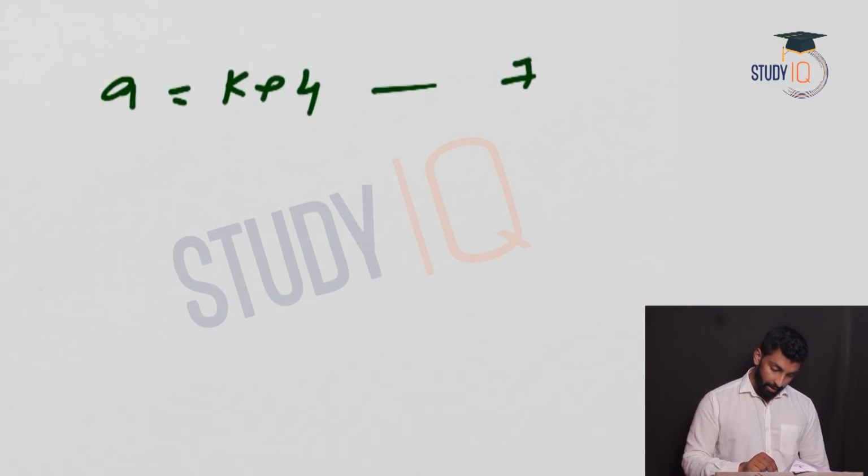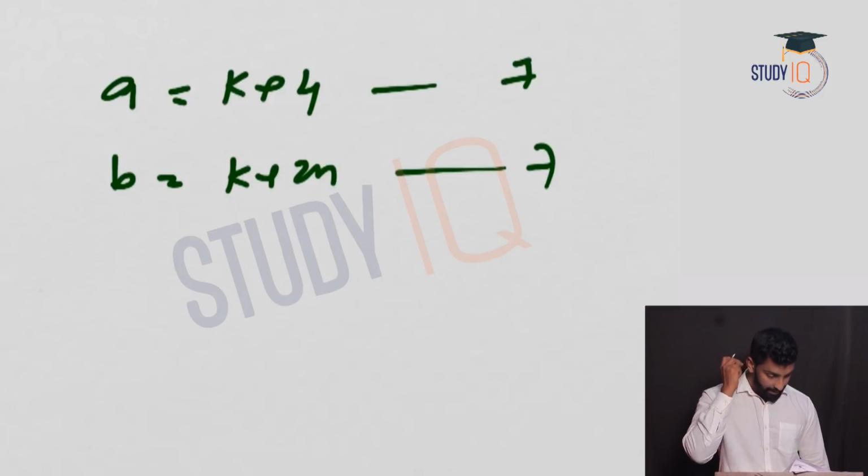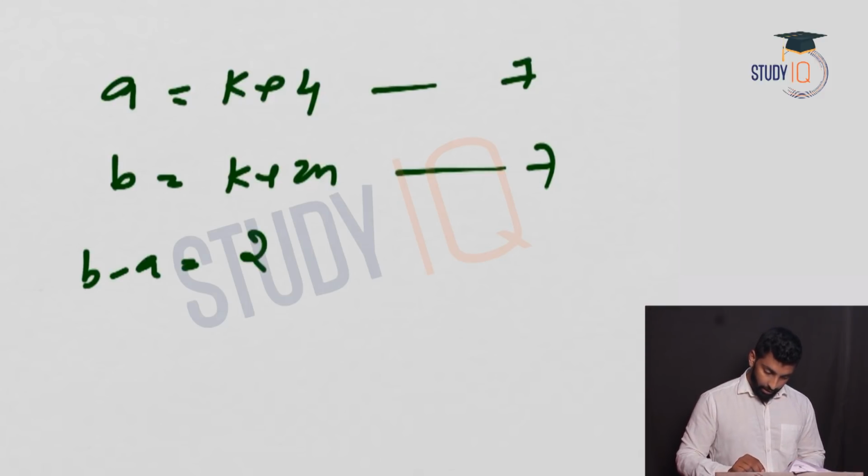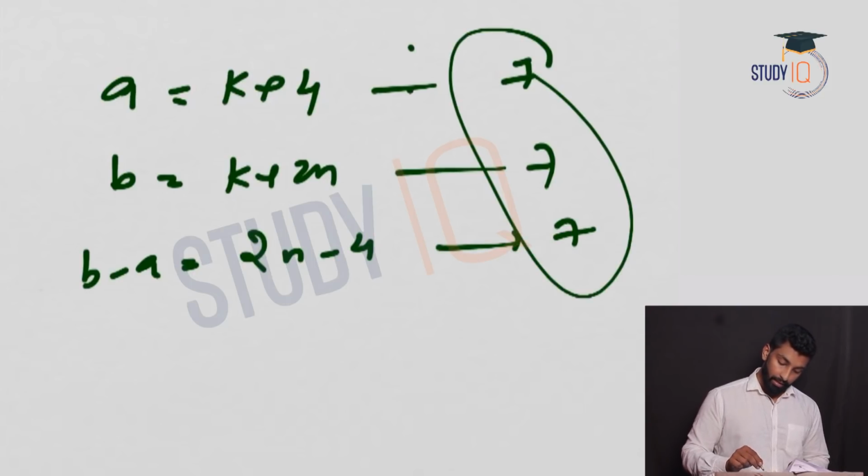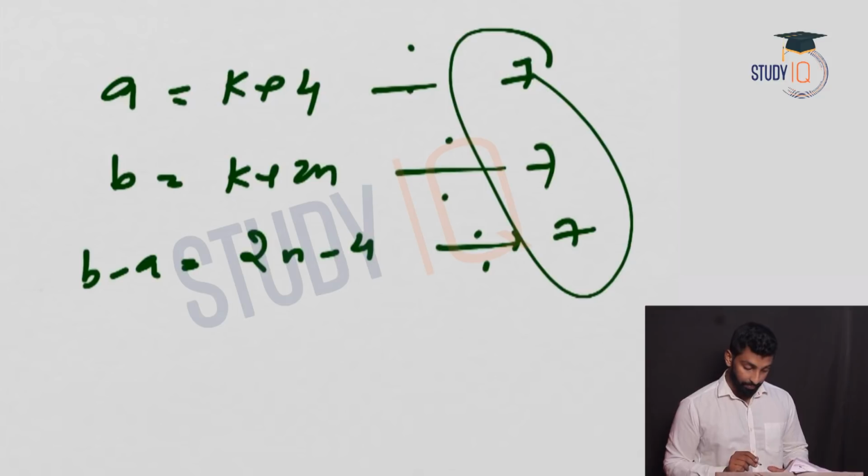Okay, now how will you solve this question? You can write a is equal to k plus 4. You know that it is divisible by 7. B is equal to k plus 2n, which is also divisible by 7. So do one thing, take b minus a, you will get 2n minus 4, which is also divisible by 7. All these are divisible by 7.